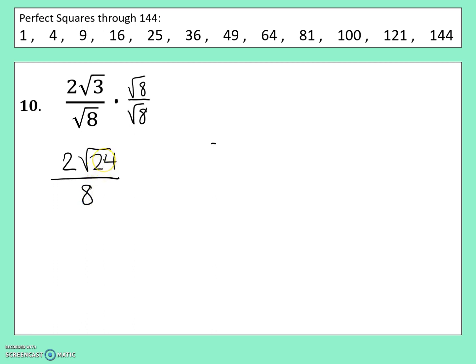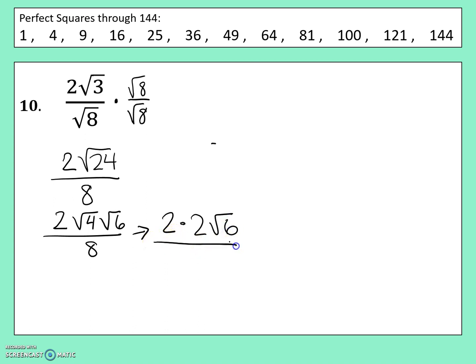Now we know we can simplify that 24, so this becomes 2. 24 breaks down into 4 and 6. Okay. Now we simplify that a little more. 2 times square root of 4 is 2. Root 6 over 8. Okay, 2 times 2 is 4. 4 root 6 over 8. And we know 4 over 8 can be simplified to 1/2, so that really becomes 1 root 6 over 2. And that is it.